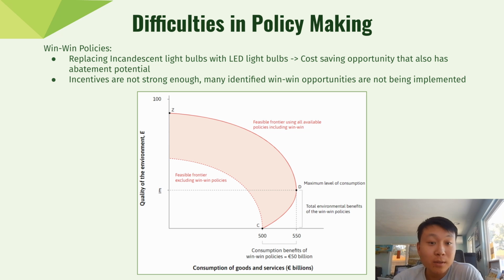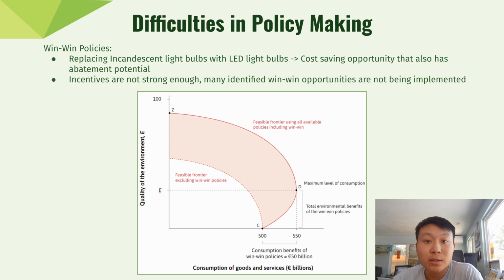As shown by this next graph, this graph models the balance between consumption and quality of the environment. In a perfect world, the areas beneath the curves represent all the ratios of consumption and environmental quality possible. Win-win policies expand the feasible frontier, as shown in the graph, because they add a segment where the slope is positive. The slope is positive because both consumption and environmental quality increase.